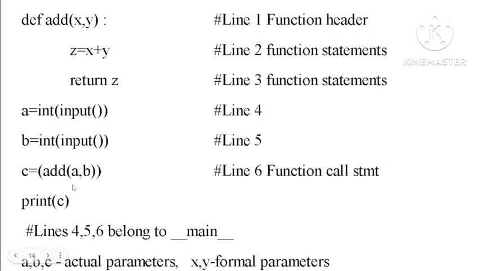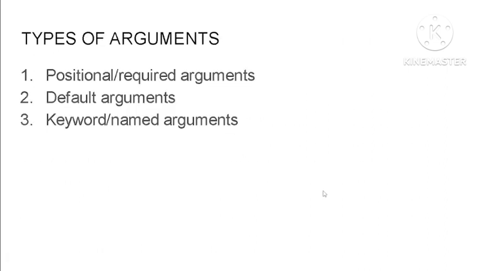Now again, actual parameters and formal parameters. What did I tell you? The variables that are used in the function call statement are called actual parameters. The function variables that are used in the function header are called formal parameters. So you may be given a code like this and asked to give the name of the formal parameters. Which line indicates the function definition? Which line is the function call? All these things you may be asked. So you must know the terminologies.